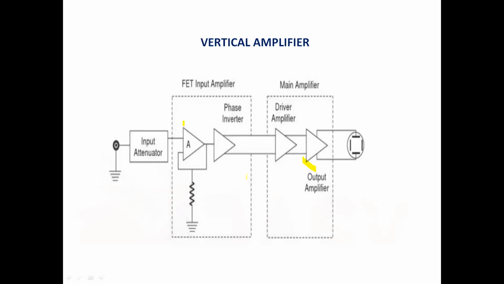And the purpose of this amplifier in the FET input stage is to provide isolation between the input attenuator and the main amplifier. Okay, so this is about the vertical amplifier.